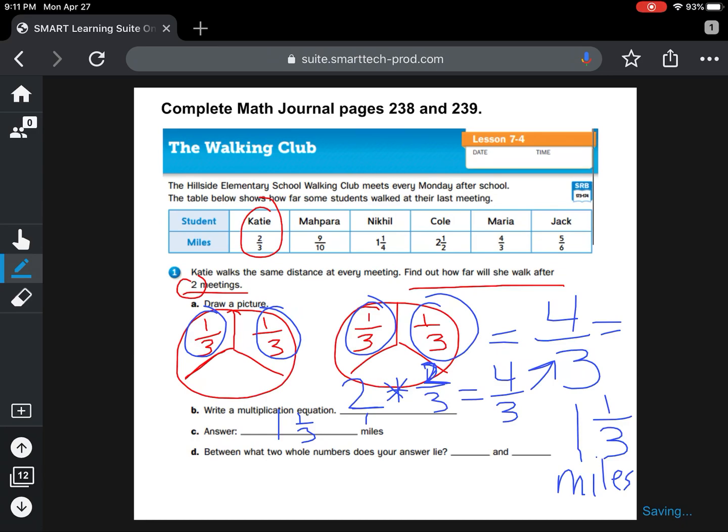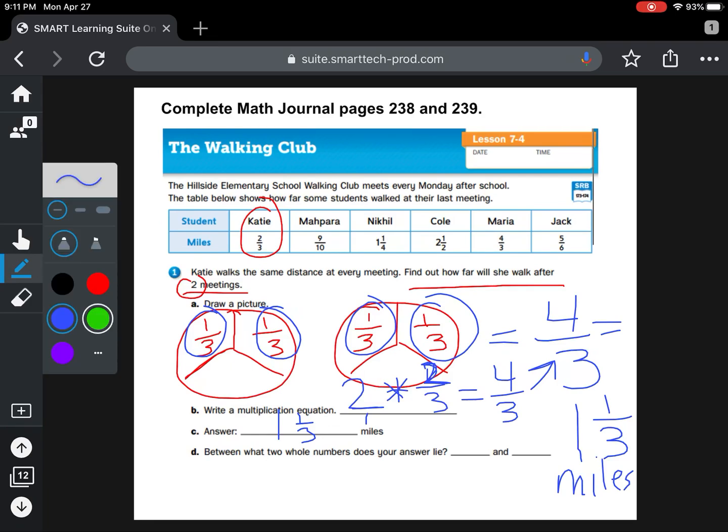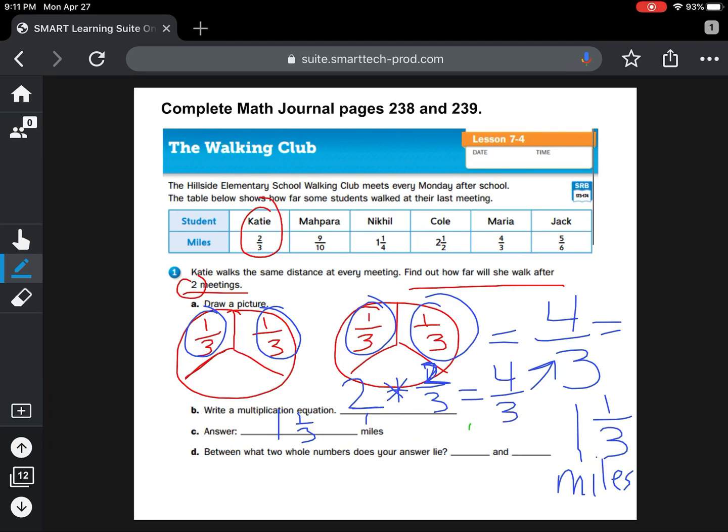Then we have to tell between what 2 whole numbers your answer lies. I'm going to change my color. And I would say my answer, 1 1/3, falls between 1, because if you round it down to the next whole number, that would be 1. But if I round it up to the next whole number, that would be 2, because 1 1/3 is more than 1, but less than 2. All right, let's move on.